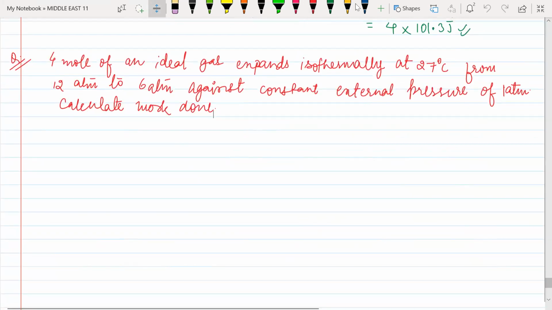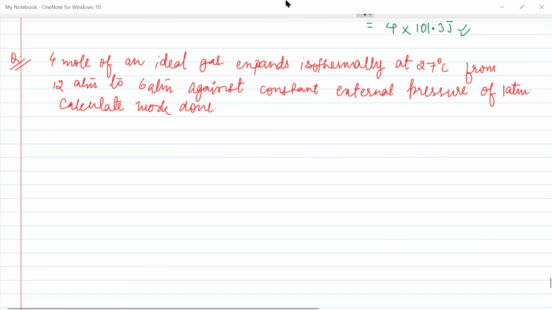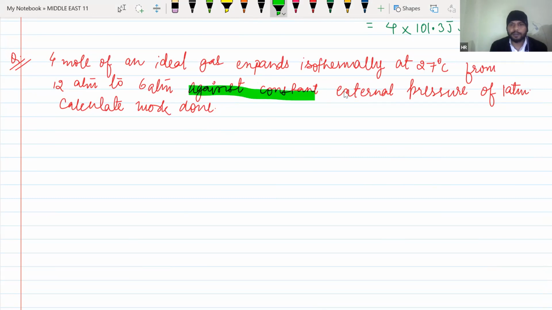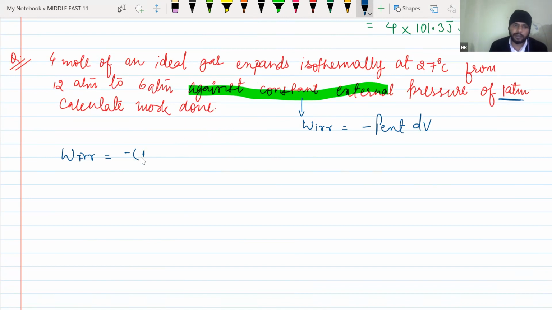Just see. Sir, will it be done in this way, that we find the volume at 12 atm and at 6 atm from the ideal gas equation? Exactly. And then, for Krishna and Fawaz, it's constant external pressure. That means work done by an irreversible process, and it will be P external into dV, right? So we are going to apply the same formula, work done by irreversible process, that is P external. What is the P external? You can see P external is 1 atm, and we have the formula V2 minus V1.